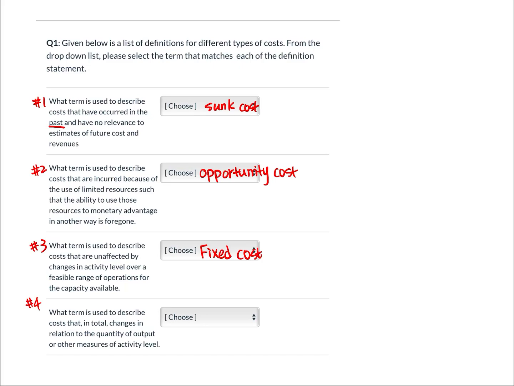Okay, number 4. What term is used to describe costs that in total change in relation to the quantity of output or other measures of activity level? So it's the opposite side of the fixed cost, right? Because it changes along with your productivity level. All right, so this is easy. This is going to be variable cost.